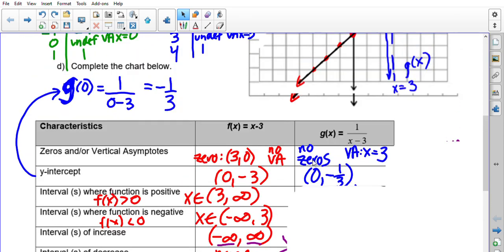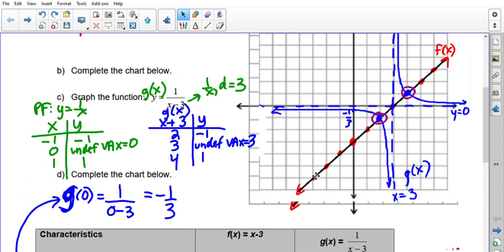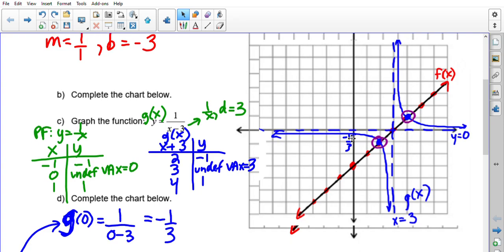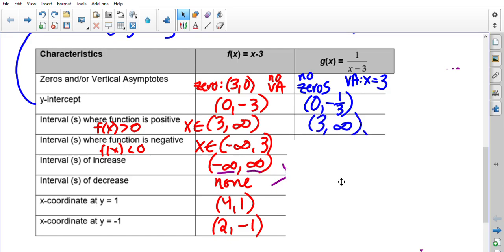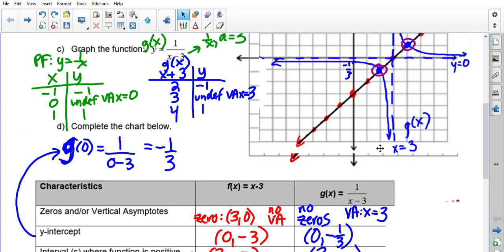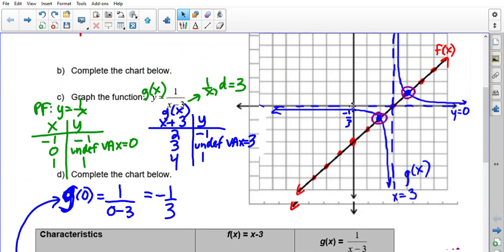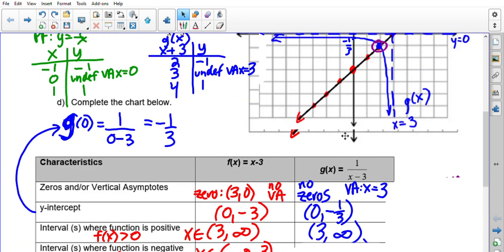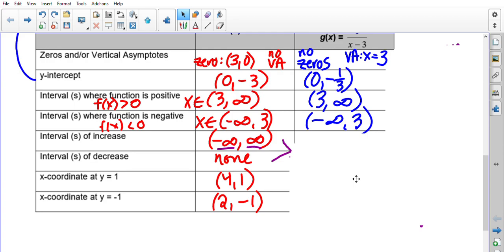The intervals where the function is above the x-axis, where it's positive. So again, looking at the blue graph, where is the function above the x-axis? That occurs for this bracket here. So that is for all x values greater than 3. So it's everything to the right of the asymptote. So we're saying 3 to infinity. Where is the function negative? So that is this L bracket to the left. Okay, so that means it's below the x-axis for all x values less than 3. So we're going to write that as -infinity to 3.